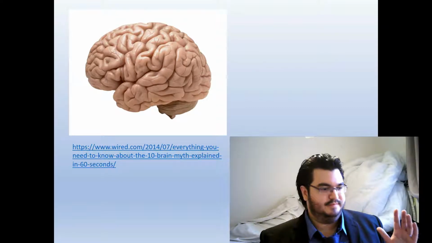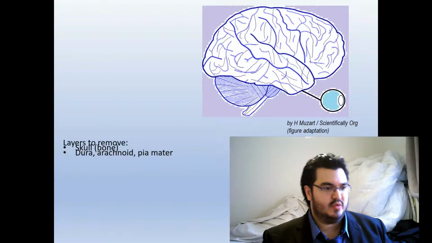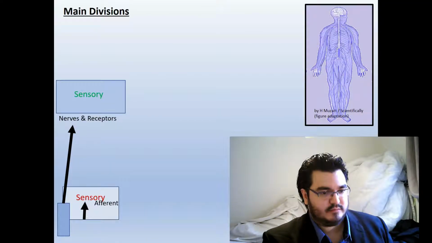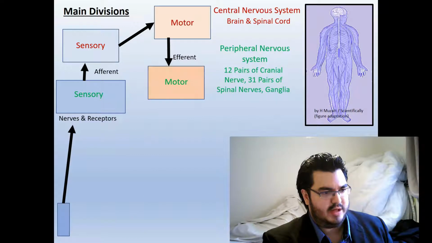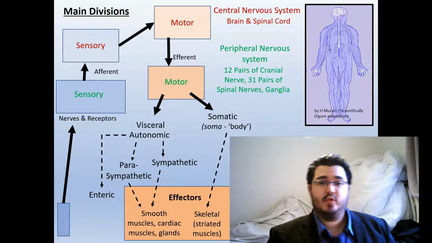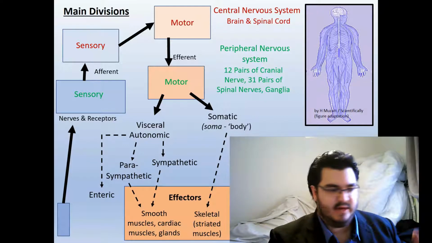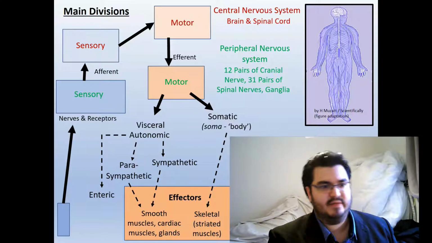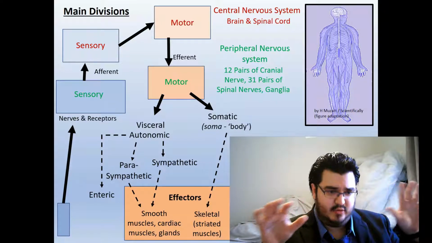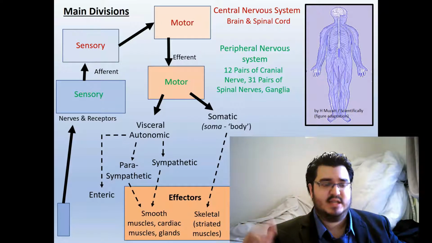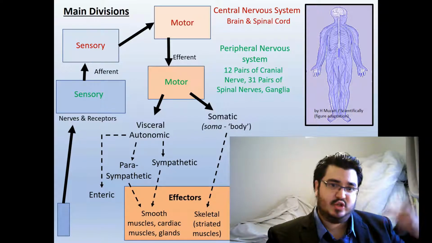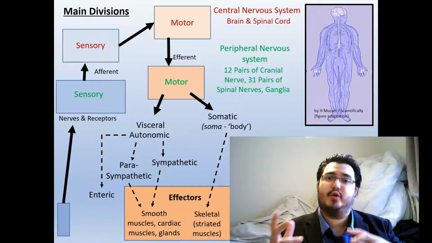Okay, so yes, we start with the basics here. We talked about the brain, a lot of neurons, and a lot of connections. What we have is the brain, and we have the main divisions of the brain. We have the central nervous system and the peripheral nervous system, which are all the cranial nerves and the spinal nerves. The central nervous system is the brain and spinal cord. And we have the sensory components, and we have the motor components.